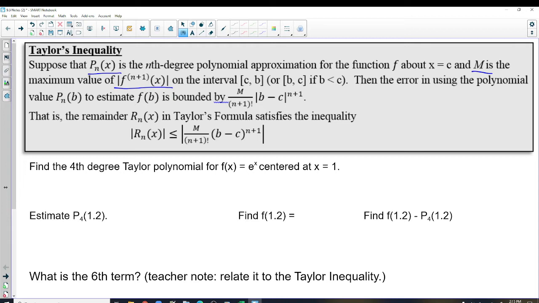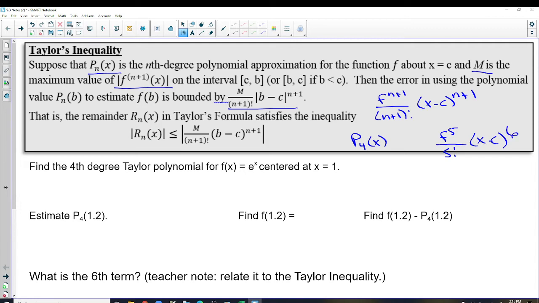Then the error in using the polynomial value P sub n of b to estimate f of b is bounded by... Now this looks really fancy, but think about how we build the polynomial. It's f of n plus 1 over n plus 1 factorial times x minus c to the n plus 1. That's the next term. And then the next term, and the next term. We just keep taking derivatives, divide by a factorial. For example, if you've done P sub 4 of x, then the next term is the fifth derivative over 5 factorial times x minus c to the sixth power.